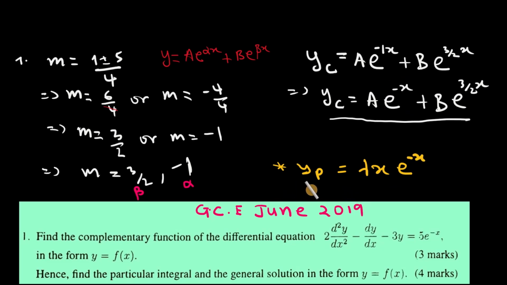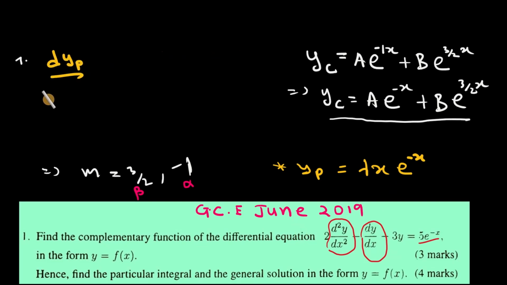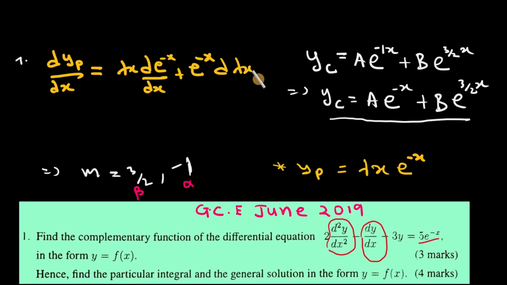To get the complete particular integral, we need to look for the value of lambda. To look for the value of lambda, I need to differentiate yp with respect to x one time and yp with respect to x two times, and then I substitute here and then here, and then I equate to the right hand side, compare the coefficients and obtain the value of lambda. That is, the yp dx is equal to lambda x d e to the minus x dx plus e to the negative x d lambda x dx.